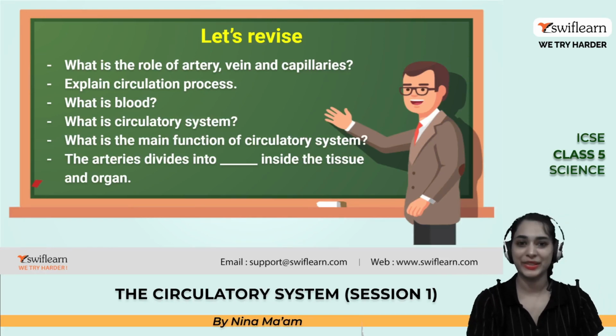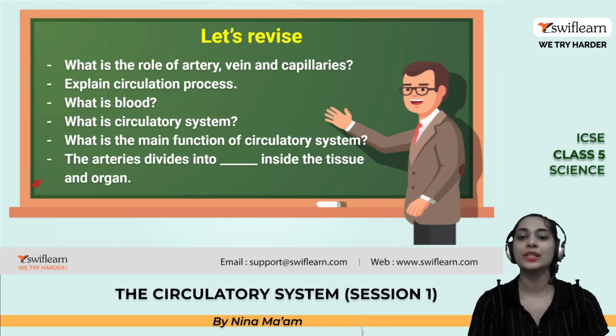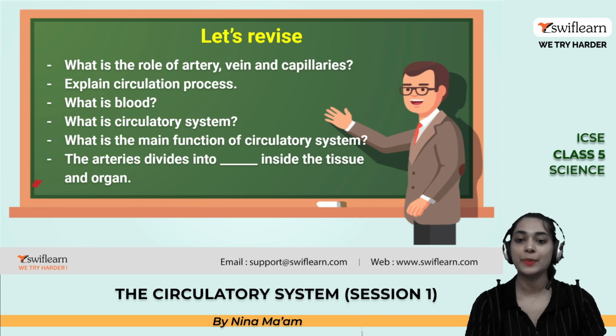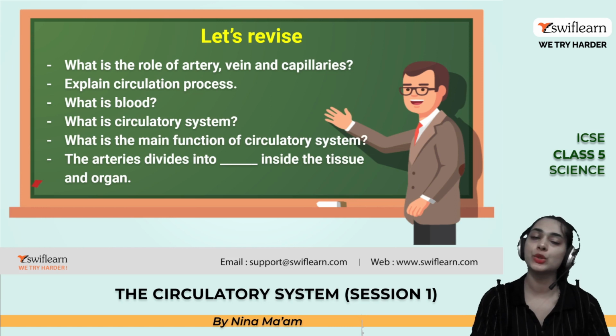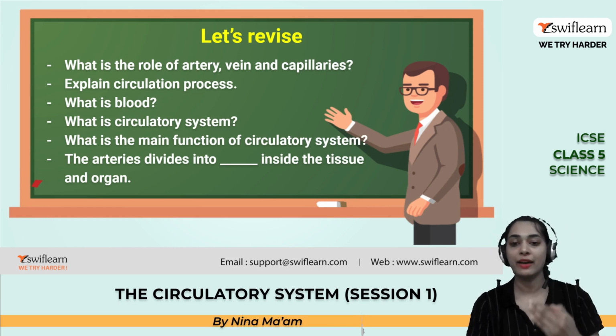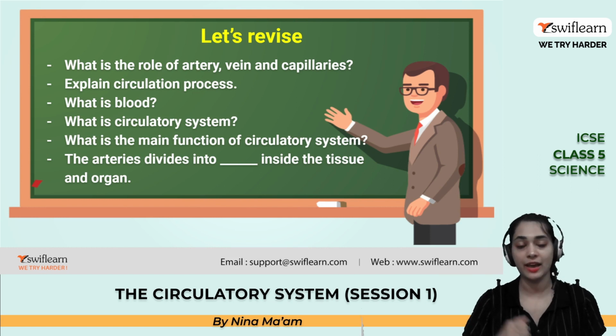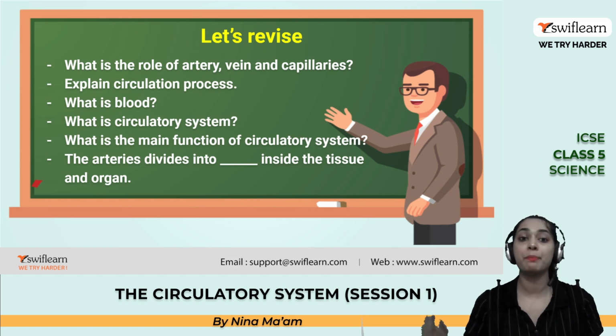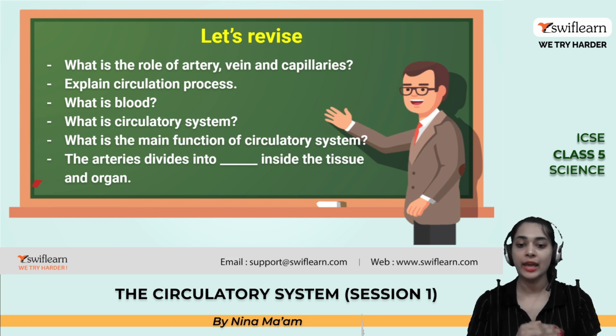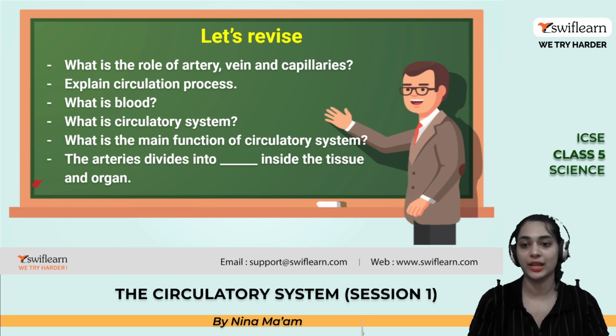So what is the circulatory system? The circulatory system is made up of blood vessels that carry blood away from and towards the heart. We have the arteries, which carry blood away from the heart, and the veins, which carry blood back to the heart. The circulatory system carries oxygen, nutrients and hormones to the cells and removes waste materials like carbon dioxide.